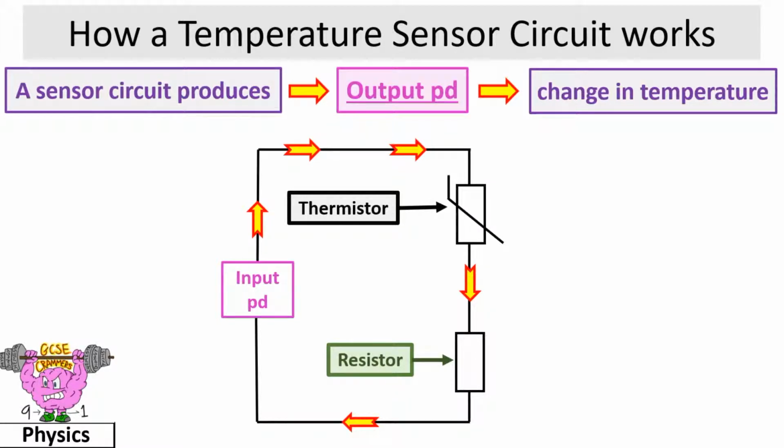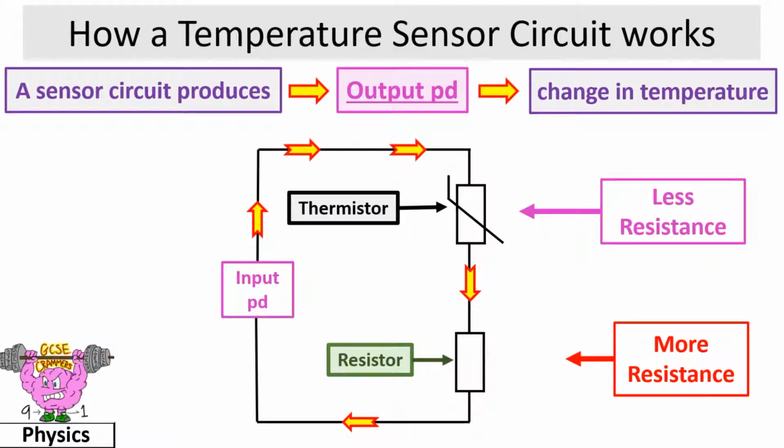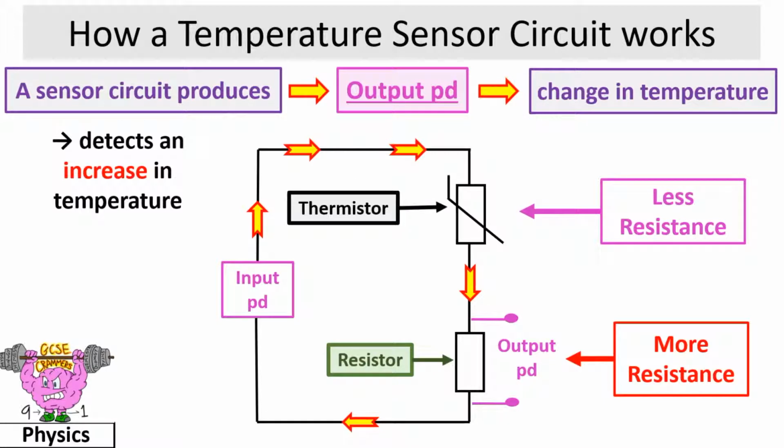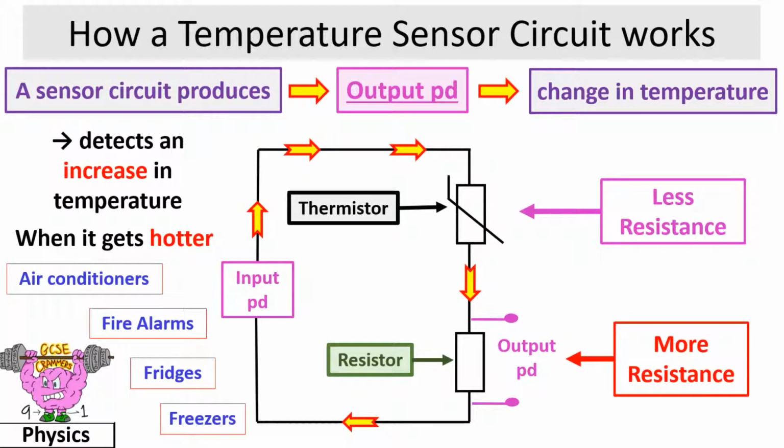Looking at this sensor circuit, if the resistor has more resistance, then the thermistor will have less resistance. This means the resistor will have more output potential difference, as the temperature sensor detects an increase in temperature when it gets hotter. Temperature sensors are used in appliances like air conditioners, fire alarms, fridges, and freezers.